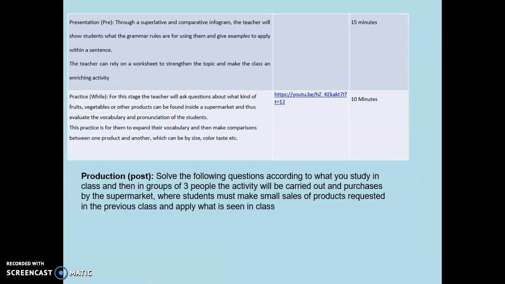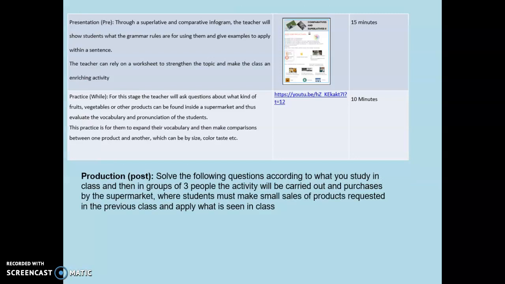In the presentation, a superlative and comparative infographic is shown. The teacher will tell the students what the grammar rule is and then give them samples to apply within a sentence. The teacher can also work on a strange topic and make the class an enriched activity.